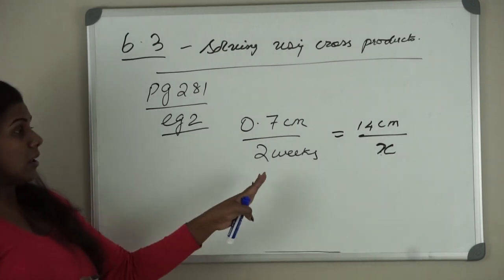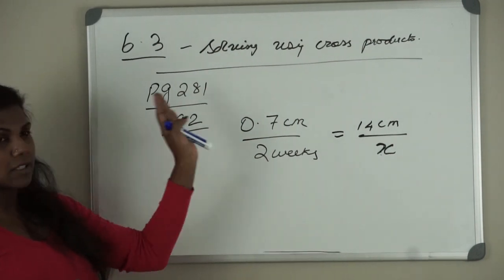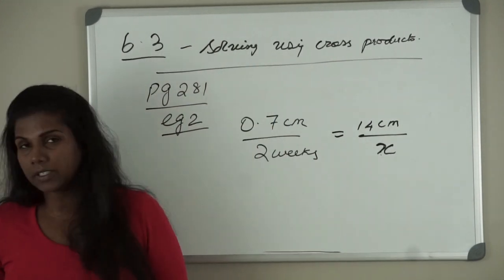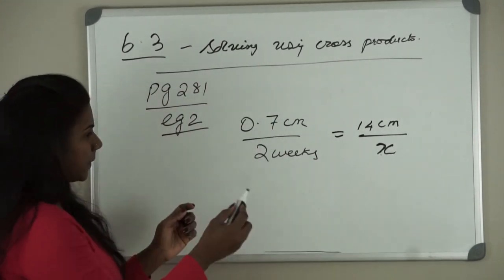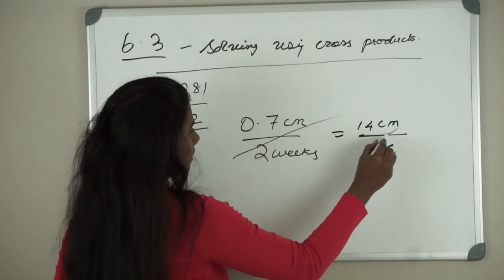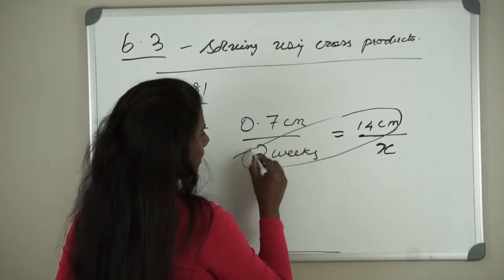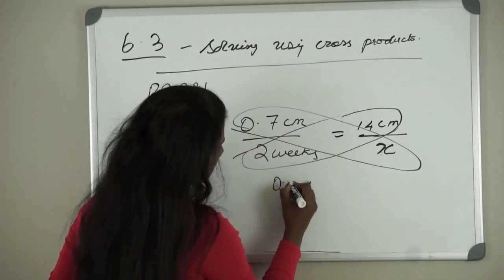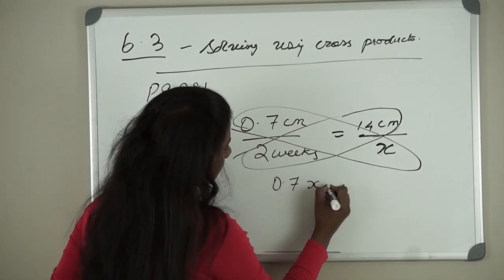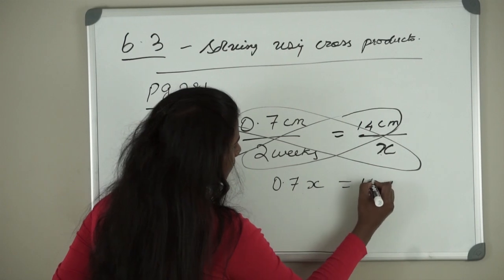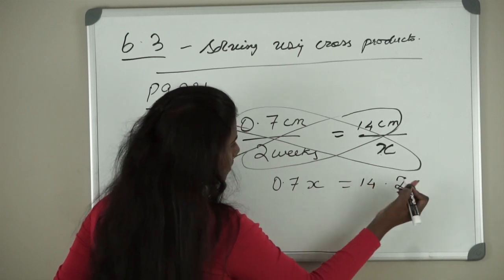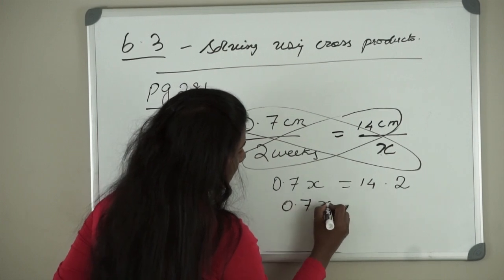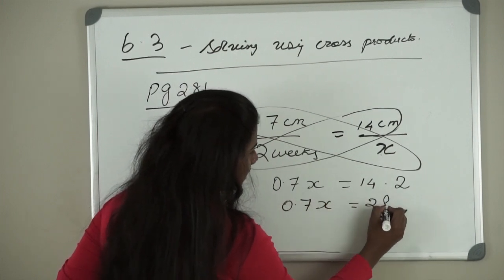So we can solve this using other methods too, but here in this particular chapter we are going to solve it using the cross product. Again, the cross product, you cross it and multiply, right? So that will be 0.7x is equal to 14 times 2. So what is it? 0.7x is equal to 28.